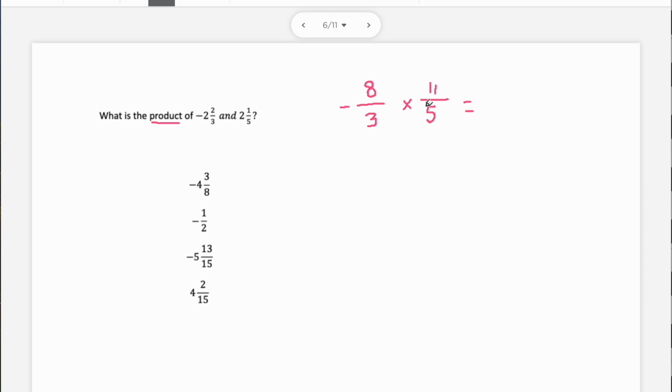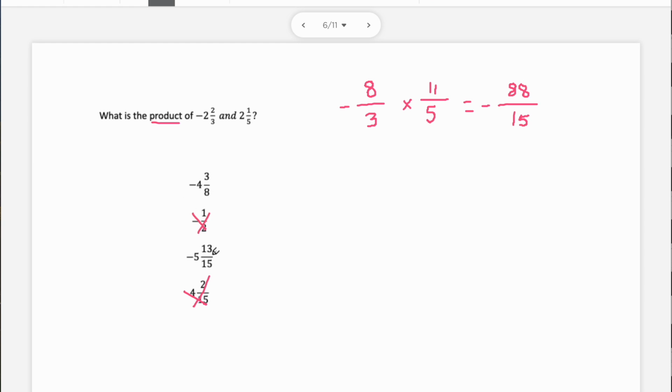Okay, we've got a negative times a positive. We know the answer's negative, so we can cross that one out. And then just multiply across the top and the bottom. 8 times 11 is 88 on the top. And the denominators, 3 times 5 is 15. Now, you don't see negative 88 over 15 in these answers. That means we need to simplify, and we may need to divide so that we can get a mixed number. We know the answer is not negative 1/2 because 15 is not half of 88. So we can mark that one out.